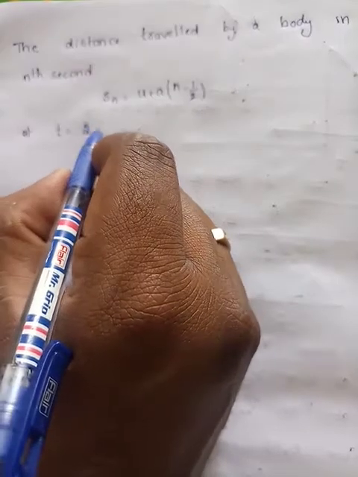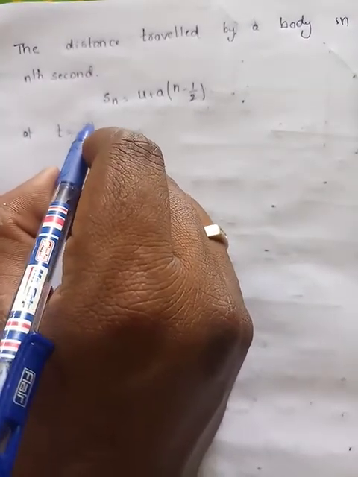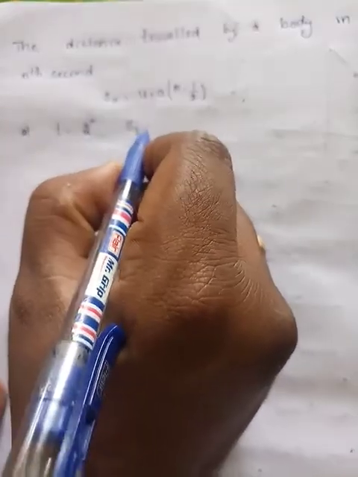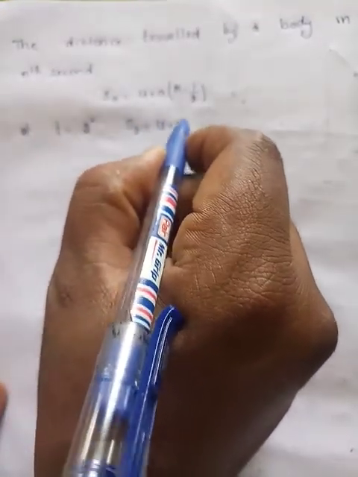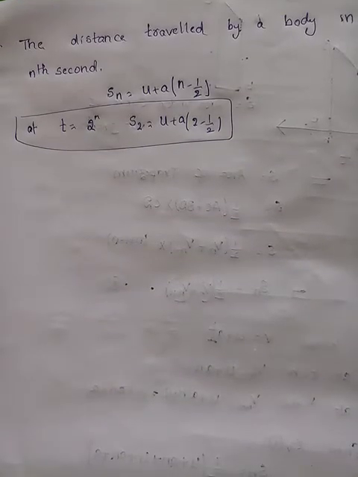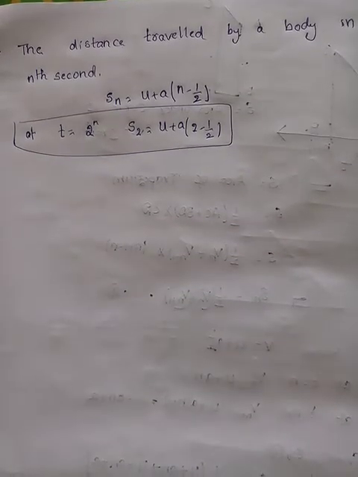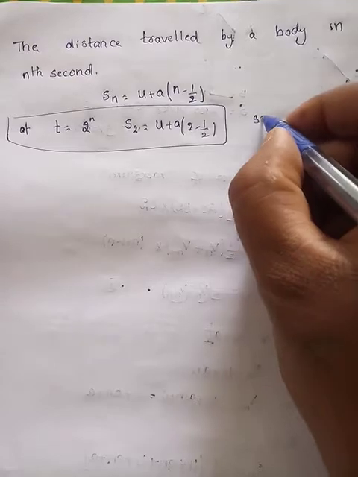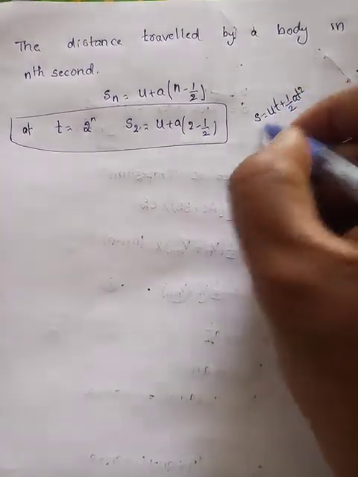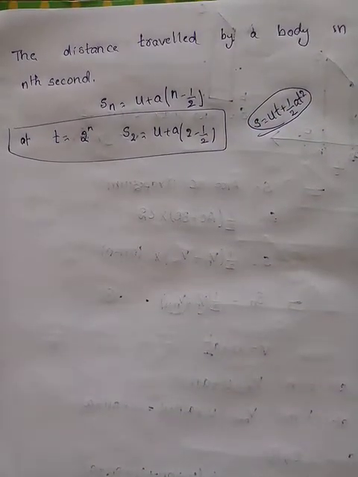For example, at t = 2 seconds, not 2 seconds total, the distance travelled by the body in the 2nd second is S2 = u + a(2 − ½). So like this you can calculate the distance travelled by a body in the nth second. See, what is the difference between s = ut + ½at² and Sn? This is the difference.